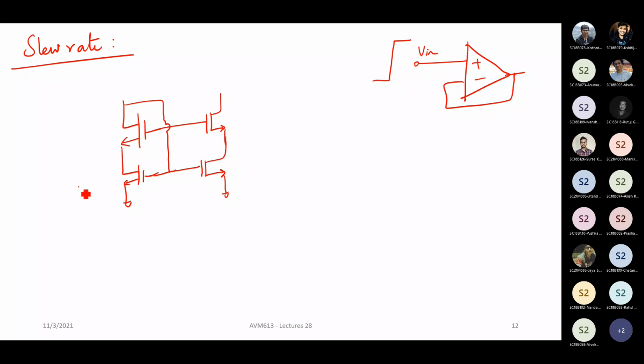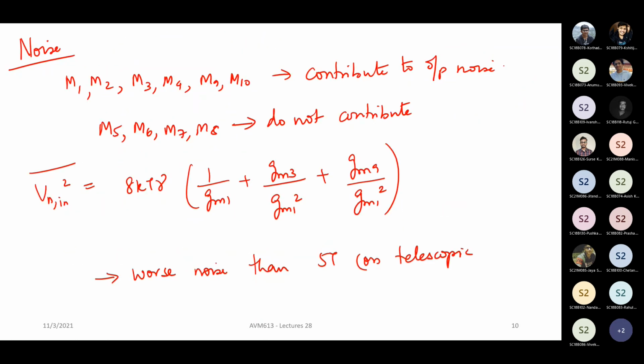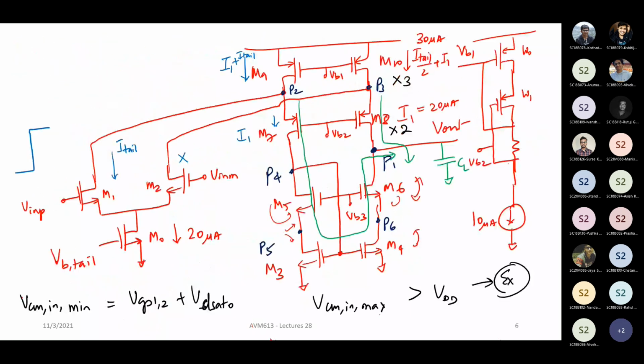Right? So let us say this is your M3, M4, this is your M5, M6, and let us say this is what is coming in. So now what is coming in here? So you have I1. If you didn't have this large input thing, the amount of current that is coming in should be only I tail by 2, right?